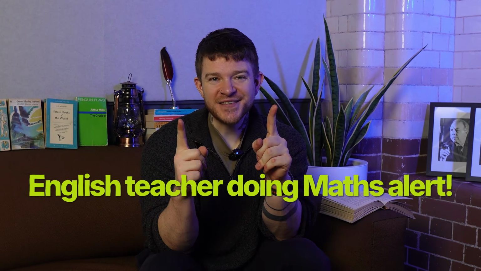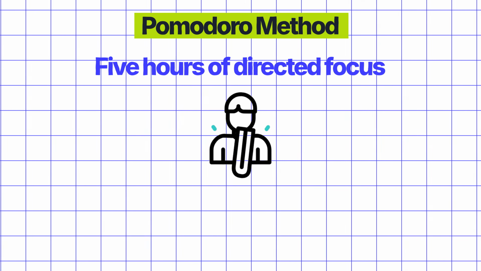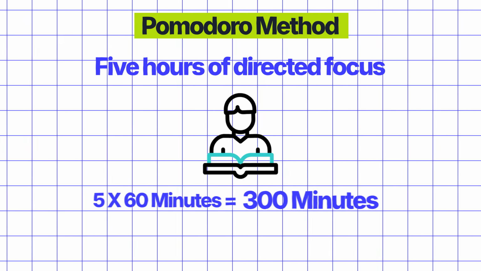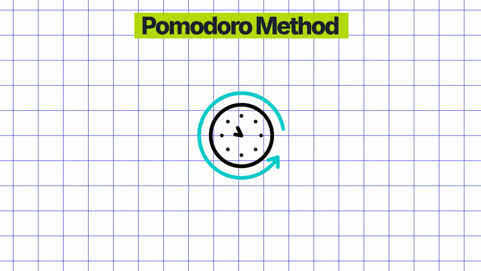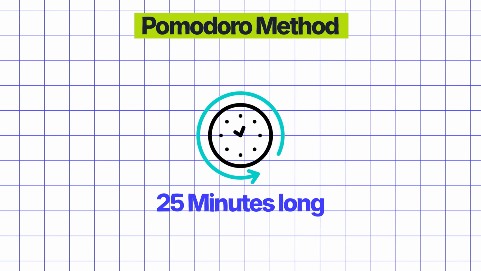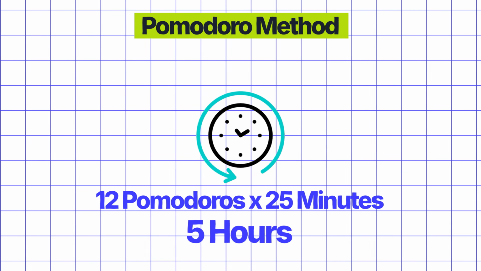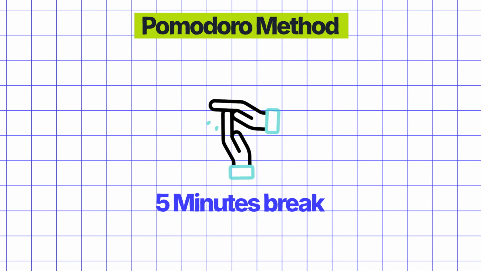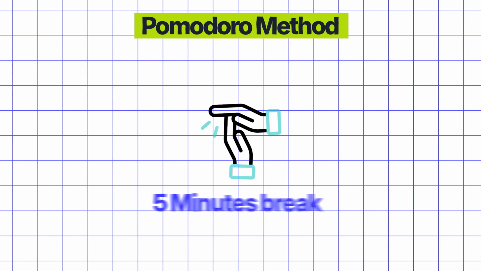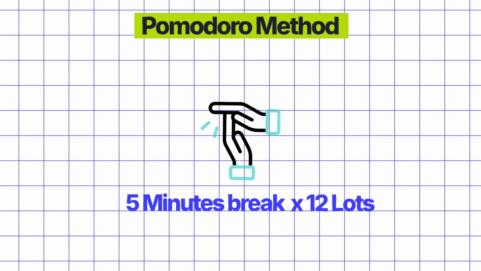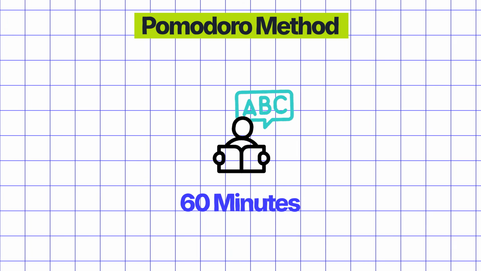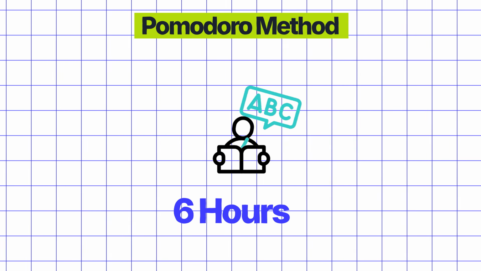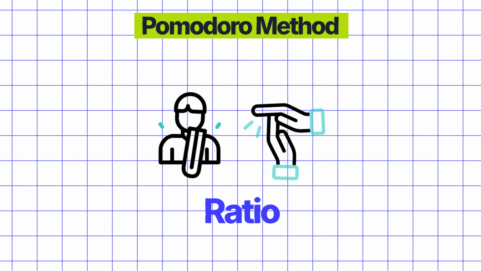English teacher doing maths alert, 5 hours of directed focus is 5 times 60 minutes, or 300 minutes. Each period of Pomodoro study is 25 minutes long, meaning 12 Pomodoros to rack up 5 hours. Each Pomodoro has a 5-minute break tagged onto its end though, so add 12 lots of 5 minutes for these breaks, and you gain 60 minutes or an extra hour. So 6 hours in total of Pomodoro and rest at a ratio of 5 to 1.